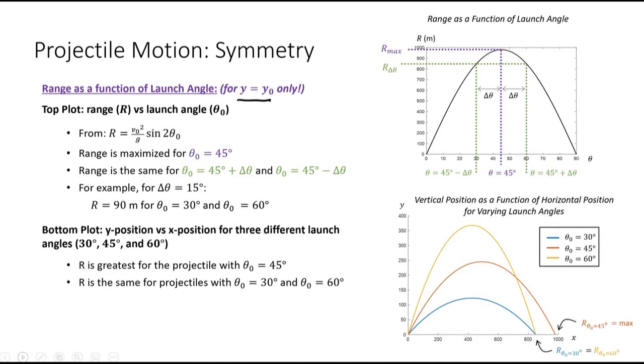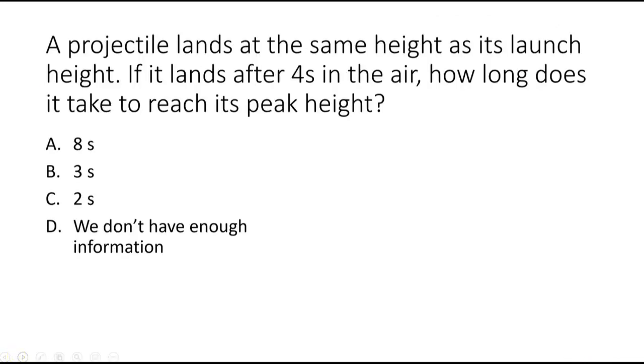All right, and then we can also see that same symmetry by plotting our y position as a function of x position for those three different launch angles that I mentioned up above. So for 45 degrees, that's in orange here. For 60 degrees, that's in yellow. And then for 30 degrees, I have it plotted in blue. And you can see that we really do get the largest range, so the largest displacement in the x direction, when the launch angle is 45 degrees. And you can see here that you get the same range when the launch angle is 30 degrees as when it's 60 degrees.